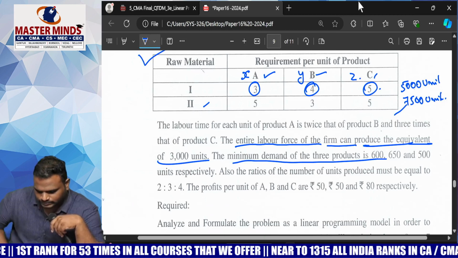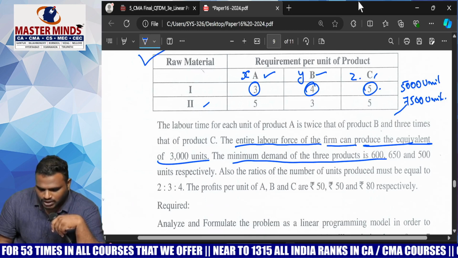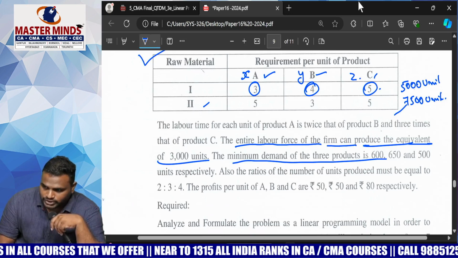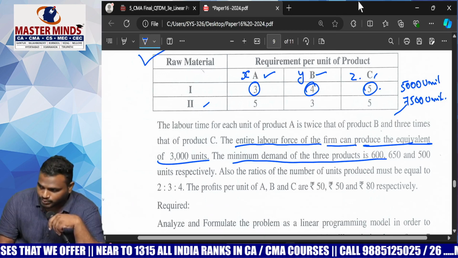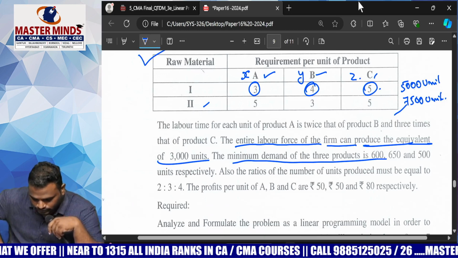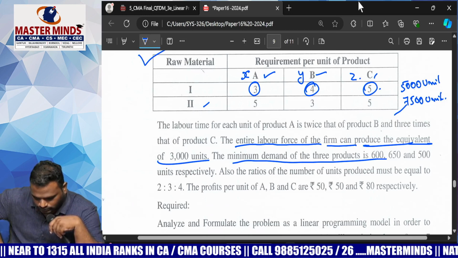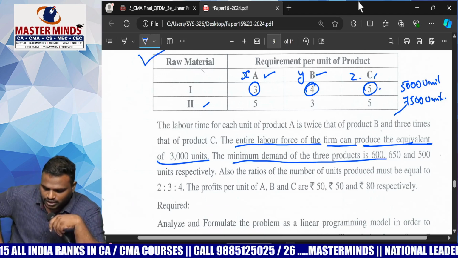Also the ratios of the number of units produced must be equal to 2:3:4. Now the number of units produced is in the ratio of 2:3:4. In this ratio only we can produce. Next, the profit per unit of A, B and C are 50, 50 and 80 respectively.